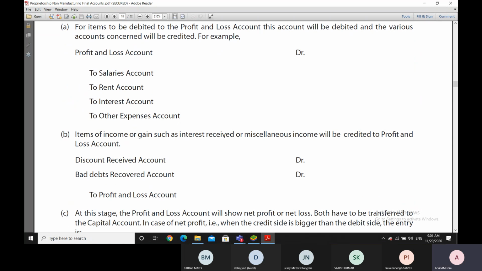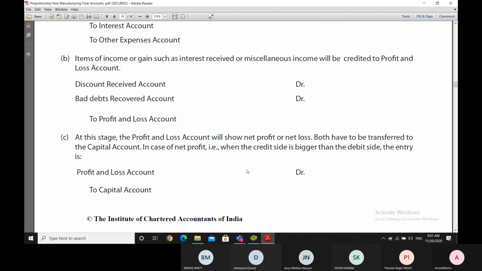Similarly, the items of gain will be credited to the profit and loss account, and therefore, like discount received and bad debts recovered, need to be transferred to the credit side of the profit and loss account by debiting discount received, debiting bad debts recovered, and crediting the profit and loss account.